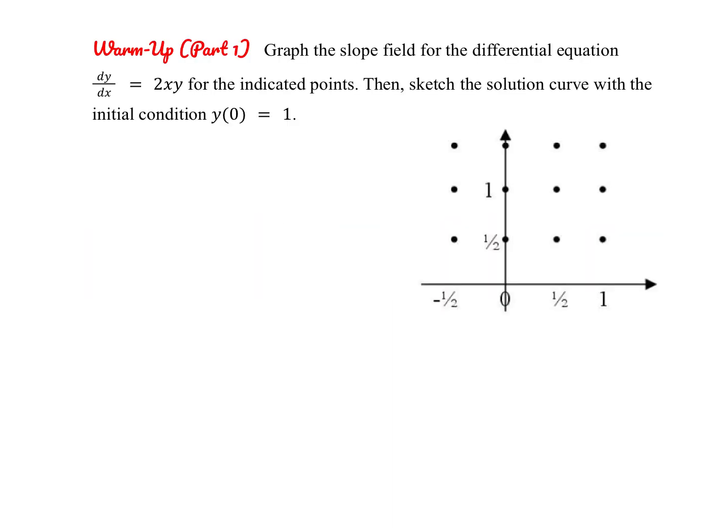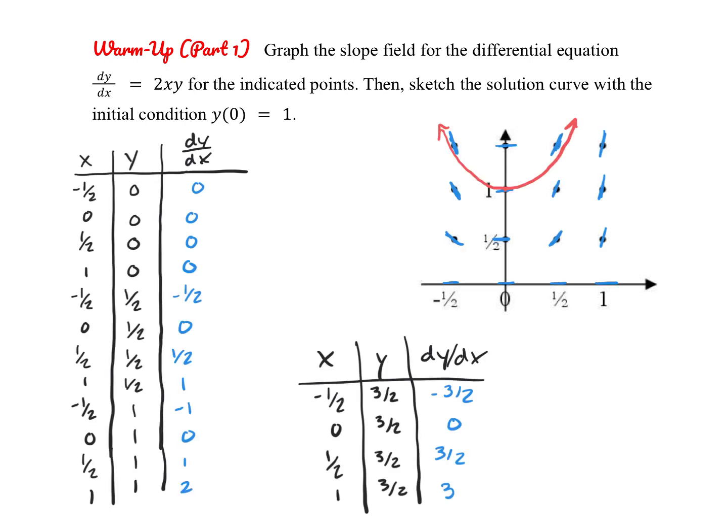All right, I have a couple warm-ups for you guys, so here is the first one. Go ahead and pause the video and give it a try. All right, go ahead and check your work here. I made some tables just to help me keep track of my slopes. You can see I have the 4 values for y equals 0, then y equals 1/2, then 1, then 3/2. And then you could see that for y of 0 equals 1, you start at that coordinate and then you follow your slope field to make your graph.